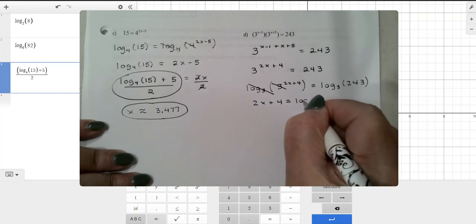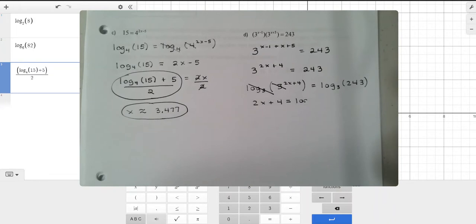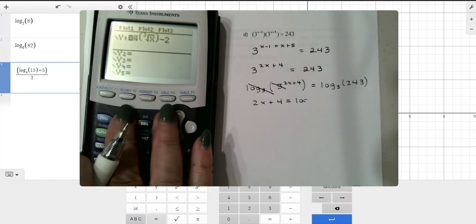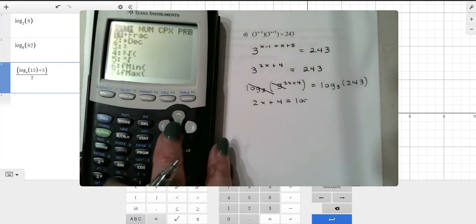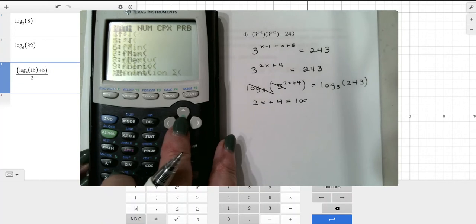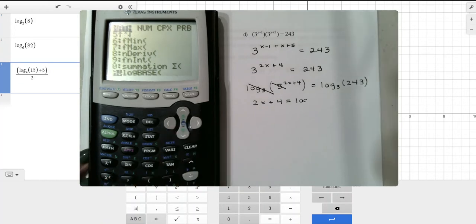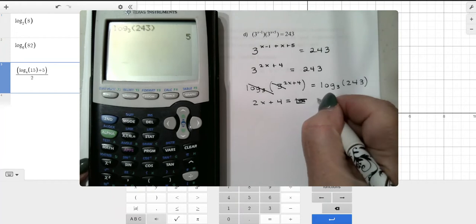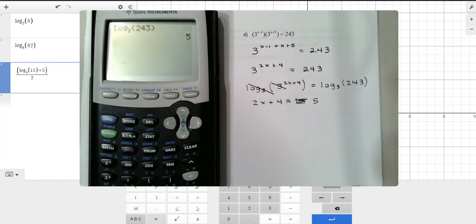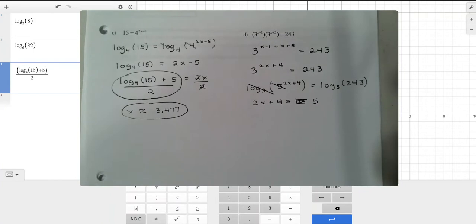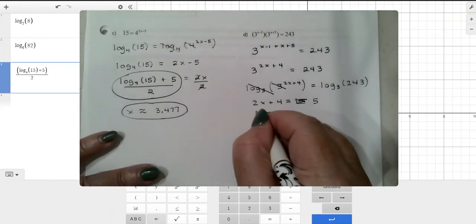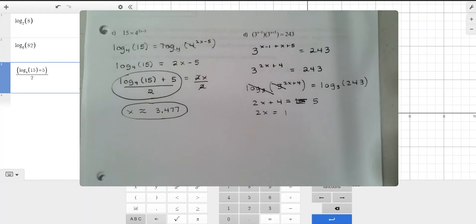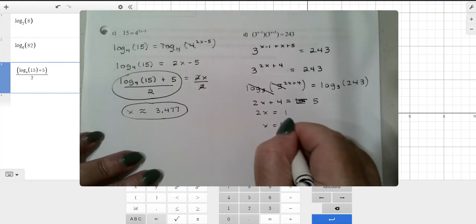And for right now, well, actually, you know what? I think that one actually comes out evenly. I think 3 to the 5th power is 243. Let's check this one out. I'm predicting we're going to get 5. The log base 3 of 243. Yep. So because that log came out evenly, it's just 5. All right, this one makes this one relatively easy to finish up. We'll subtract the 4, so 2x equals 1, and that means x will be 1/2.